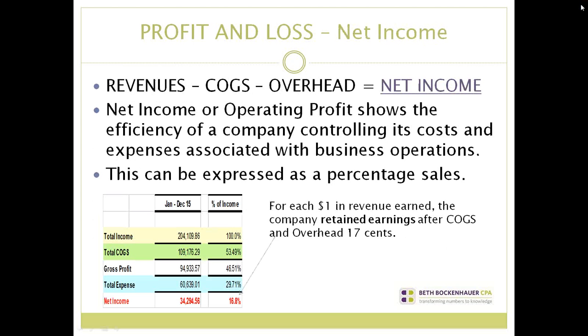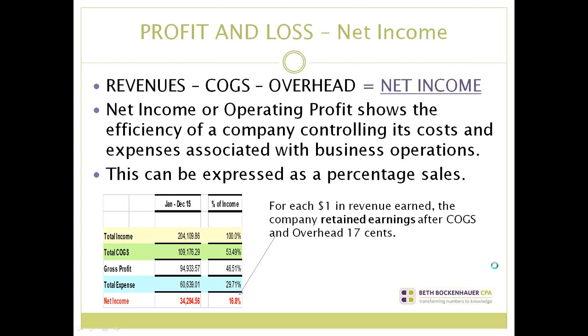And then the fourth portion that we have on our profit and loss is our net income. The calculation for that is revenues minus cost of goods sold minus overhead. And our net income, also known as our operating profit, shows the efficiency of a company controlling its costs and expenses associated with the business operations. Basically a fancy term for revenue minus cost.